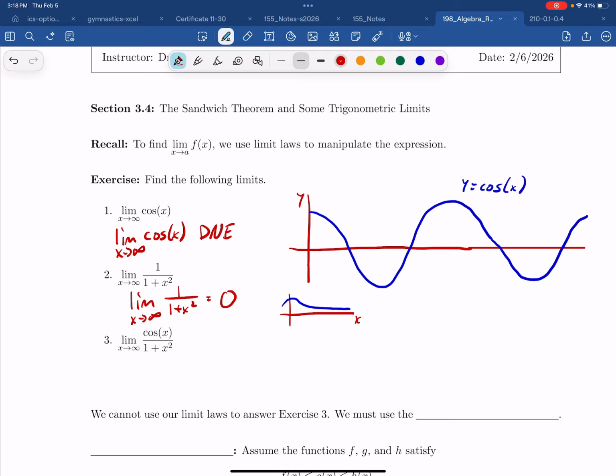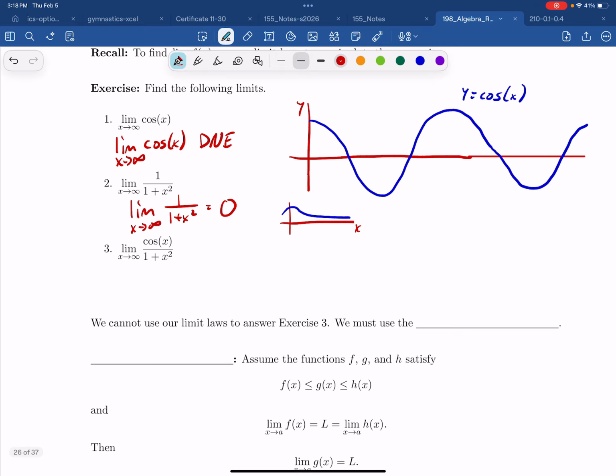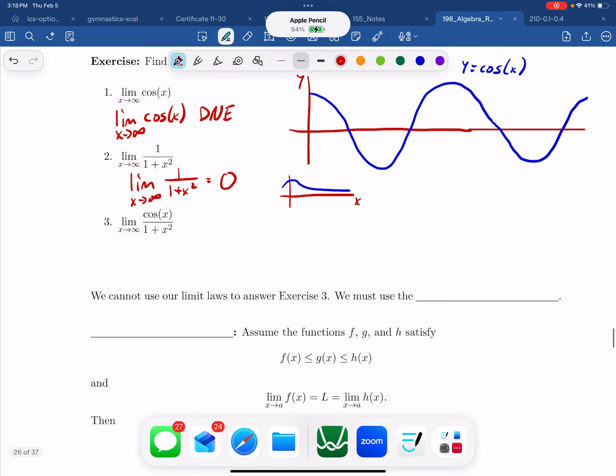Now the question is, what happens with number 3? What happens when we combine them? Well, the question is, is the limit going to be 0? Is it going to exist? Not going to exist? Is it going to be something else? Well, let's take a gander.